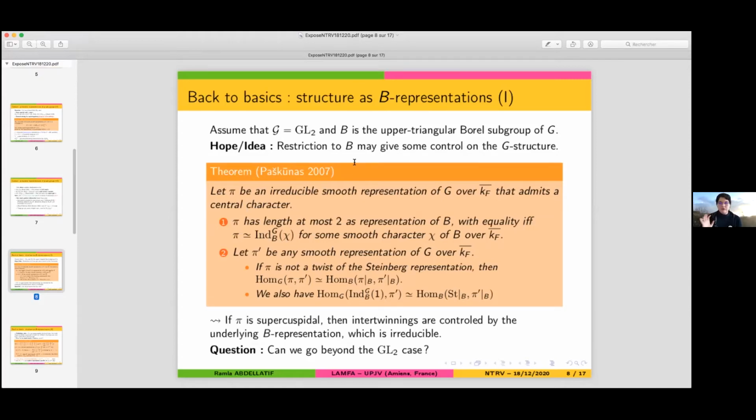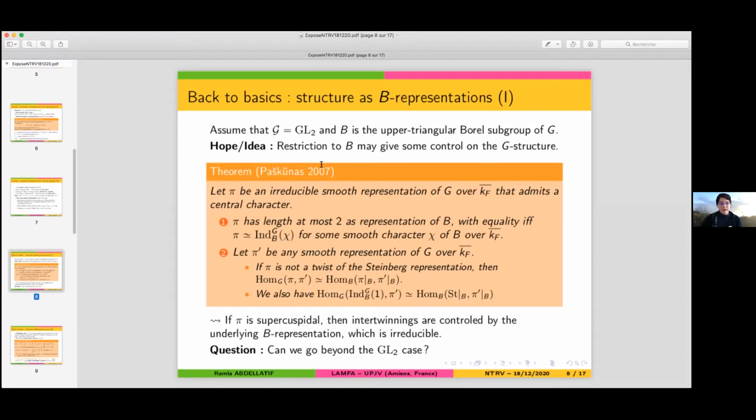So now for just a few minutes, let's come back to the GL2 case, okay? And B here will just be upper triangular matrices. As I said, the idea is that maybe even if we don't know the representation, we can say something about their restriction: are they of finite length, are they irreducible, can we control the homomorphisms when we know what the B homomorphisms are, or things like that. And the good news is that we can do all of that.